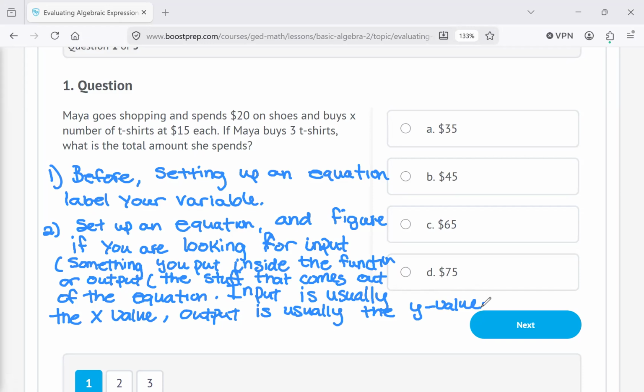Step two, when you do set up an equation, you've got to ask yourself if you're looking for an input, something you put inside the function or usually the x value, or are you looking for an output, the stuff that comes out of the function, or a y value. That's something you need to ask yourself.